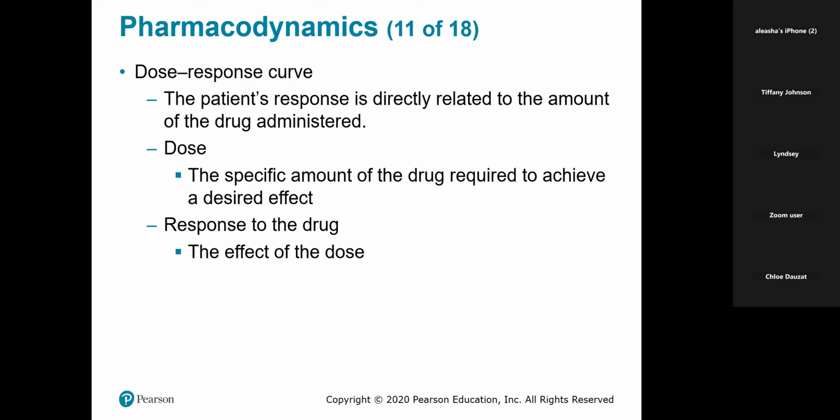Part of pharmacodynamics is understanding the dose response curve. This is a curve that can be mapped out onto a graph to help determine the patient's response, because that's going to be directly related to the amount of drug that is administered, hence dose response. Dose being the specific amount of drug that was required to achieve the desired effect, and response to that drug, or the effect of the dose itself.